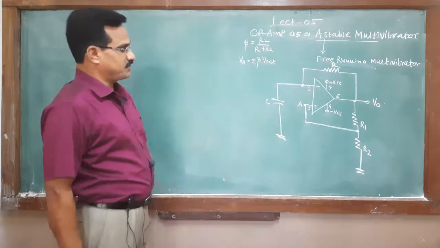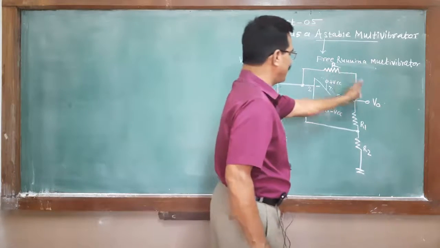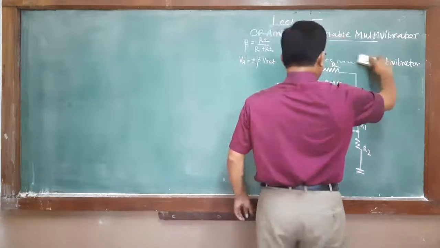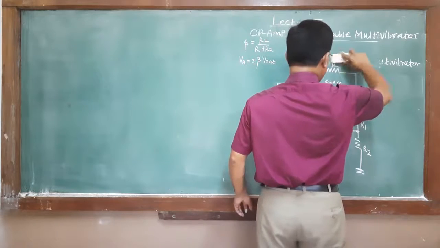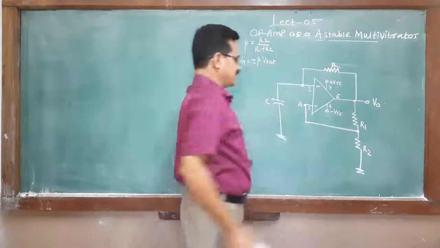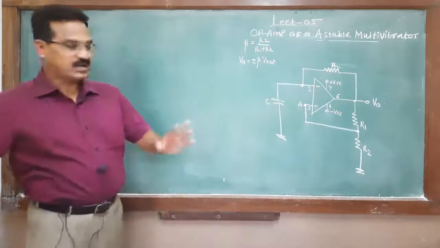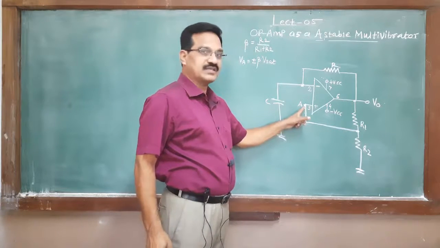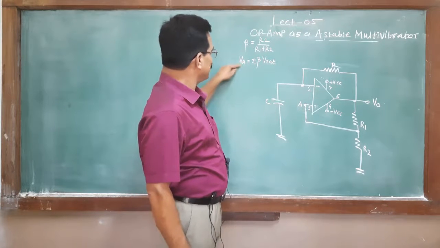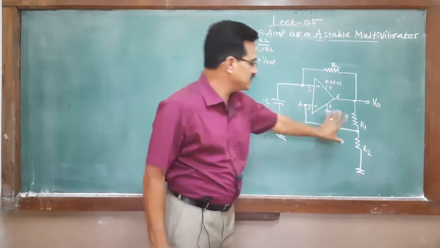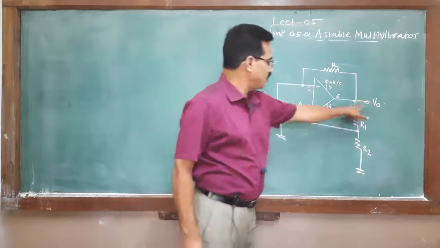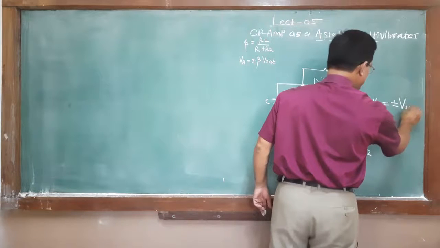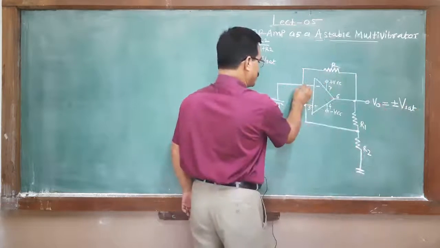This is the circuit for an astable multivibrator. How does it work? We are familiar that some part of the output is given back to the non-inverting terminal, and that voltage is set by this voltage divider arrangement. Here is the output. The output must be equal to plus or minus V saturation depending upon these two voltage levels.